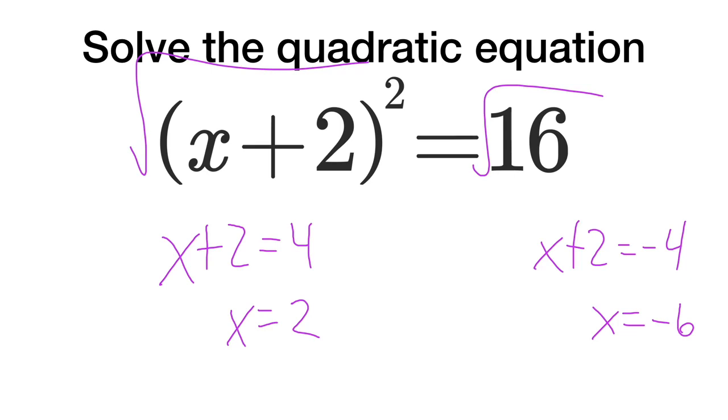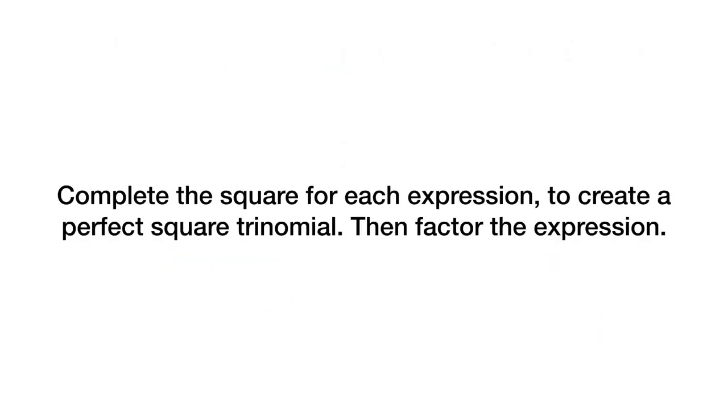Now, we actually want to get to this specific format because if we get to this format, it's really easy. And the way that we get to this format is by completing the square. Now, I could try to describe every single step, which I've tried in the past, but I think it's honestly easier if we just actually try it through practice. So we are going to complete the square for each expression to create a perfect square trinomial. Then we're going to factor the expression.